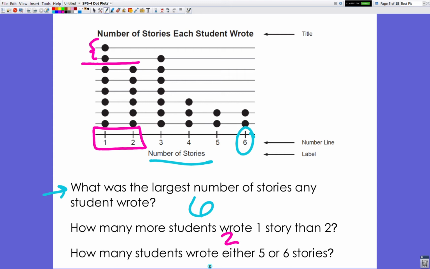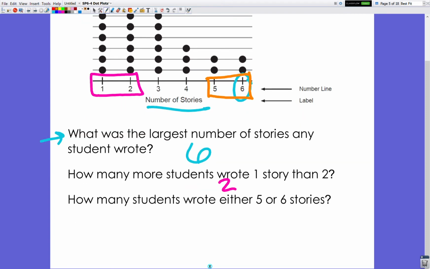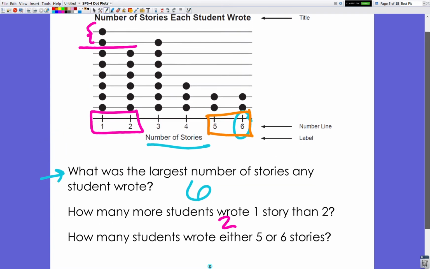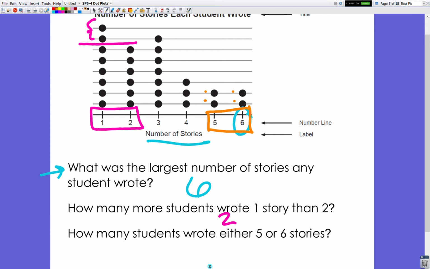How many students wrote either 5 or 6 stories? So in this case, I only want to look at the 5 and the 6. And it says or, which means I need to total both of them, because as long as they fall in one of the categories, it'll count. So in this case, there are 2 on the 5 and 2 on the 6. So my answer is 4.